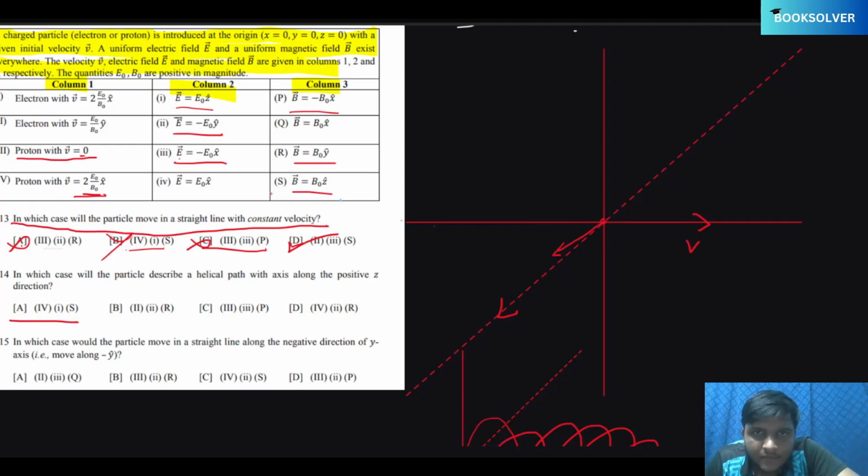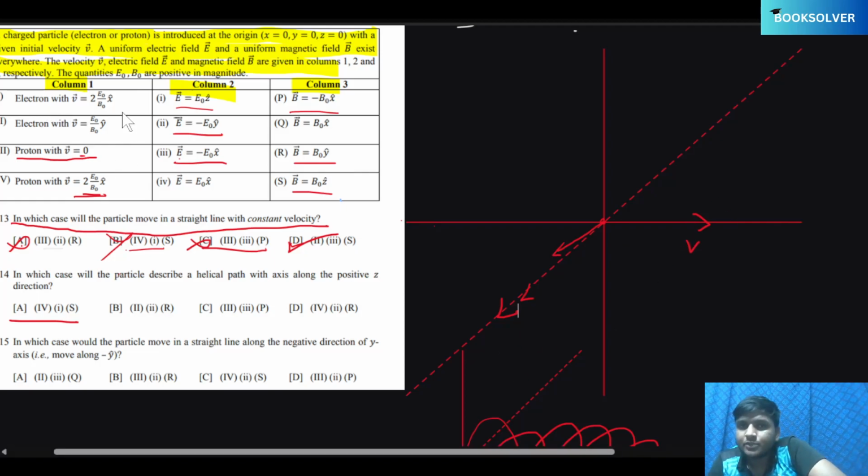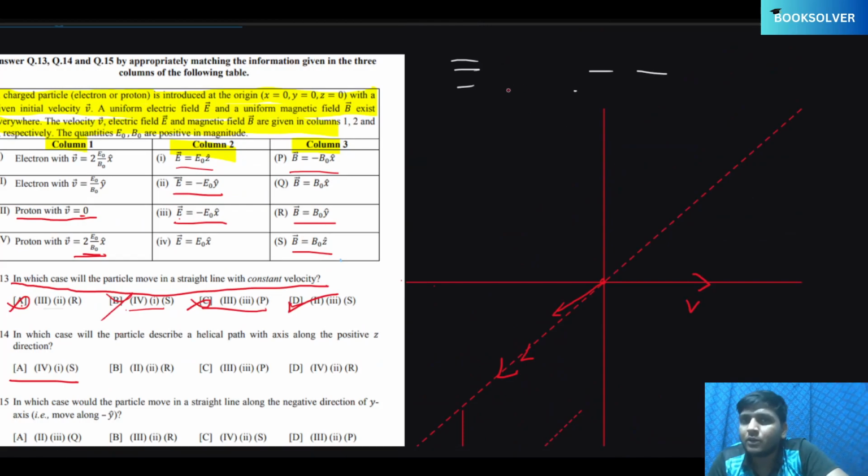Let's see the magnetic field part. It is S. So it means B naught in the Z direction. So it is 4, 1 and S. So we can see that B here is perpendicular to the velocity. I have just discussed that B will do the circular motion only when it is perpendicular to the velocity.